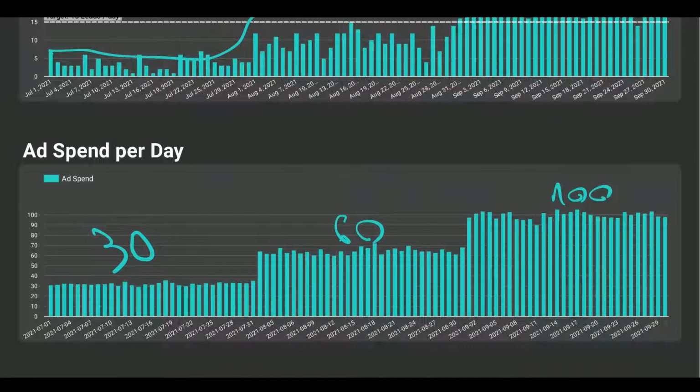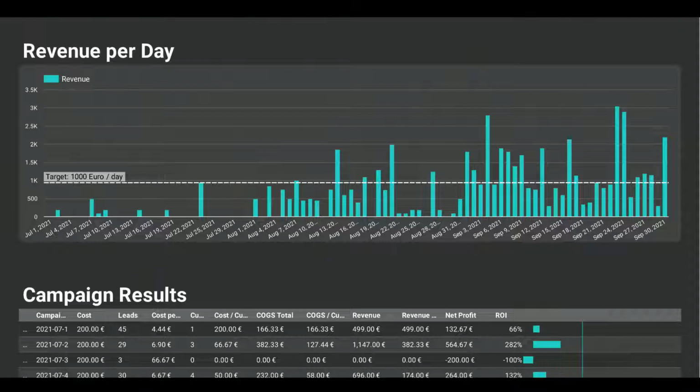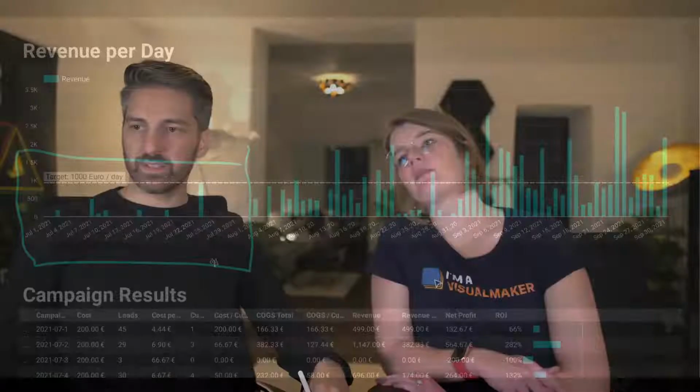So now, what are we getting for our money? And this is where it becomes way more interesting. Oh, we now got revenue per day. You can see the big problem which most people run up against. Can you imagine what that is? Let's discuss that for a second.